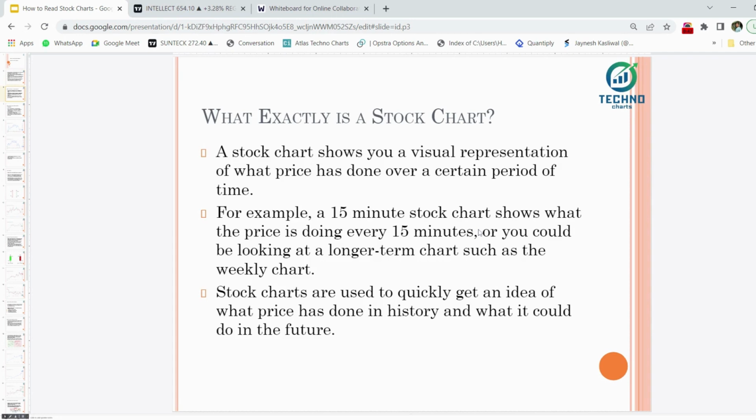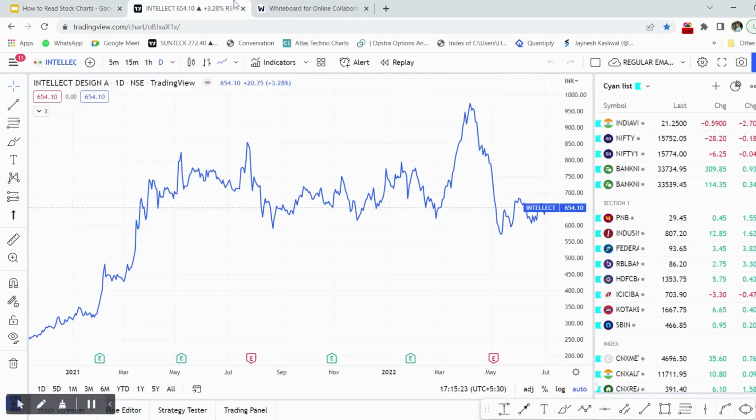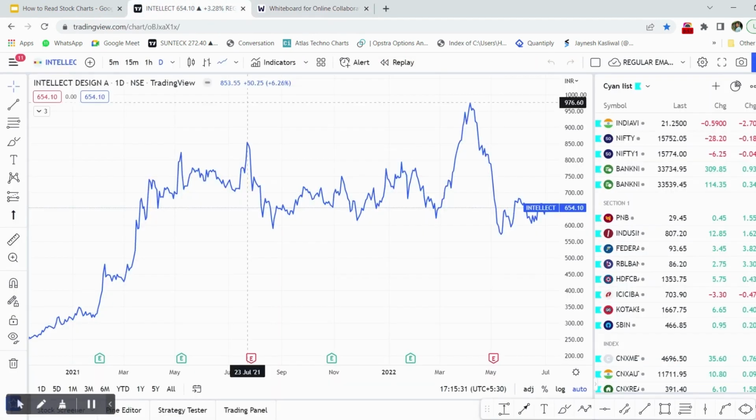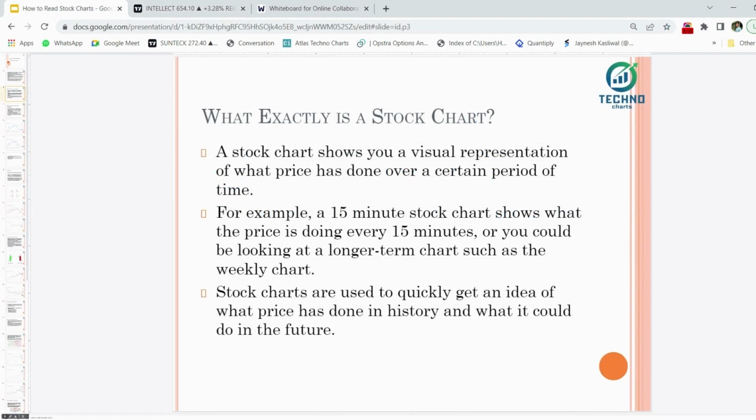So what exactly is a stock chart, right? We need to understand what a stock chart is. Basically it is a representation of price on the screen, where the buyers and sellers take part in the transaction, and that is replicated on the chart. For example, a 15-minute stock chart shows what the price is doing every 15 minutes, or if you look at the weekly time frame, it shows what happened in that particular week.